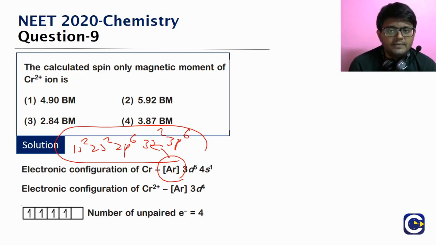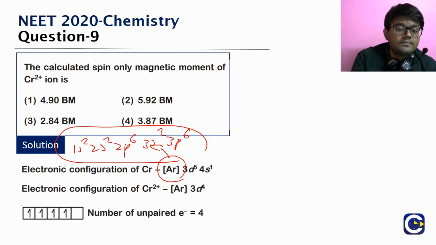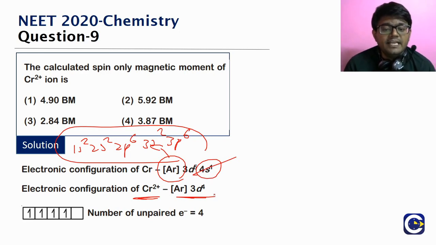This is an abnormal arrangement, because of the half-filled d subshell stability. So instead of 4s2 3d4, we have 3d5 4s1. That is chromium. So chromium 2 plus means we have to remove 2 electrons. The first electron to be removed will be from the outermost shell, which is the fourth shell. The second electron is removed from the 3d level. So for chromium 2 plus, the arrangement will be argon 3d4.